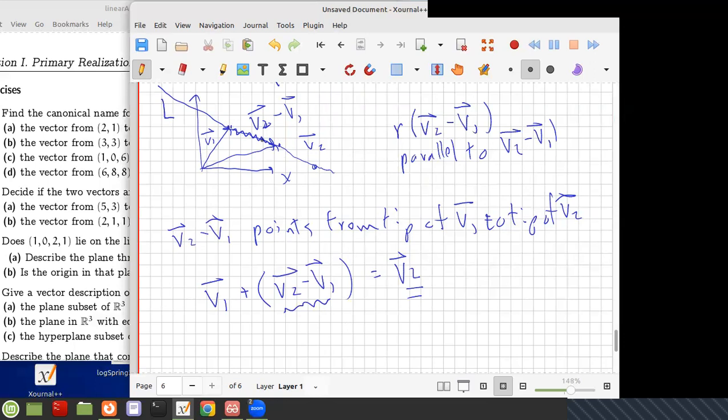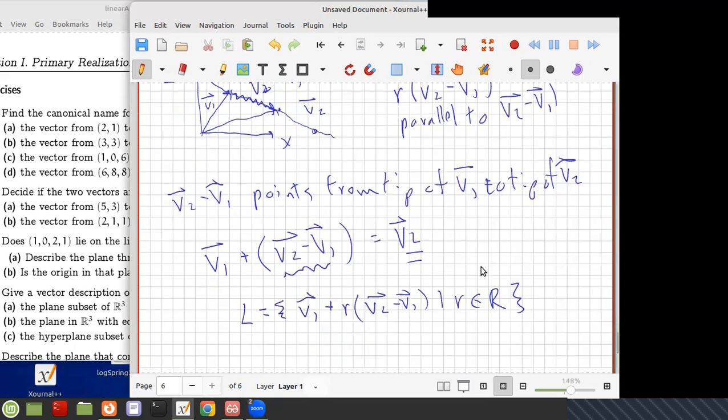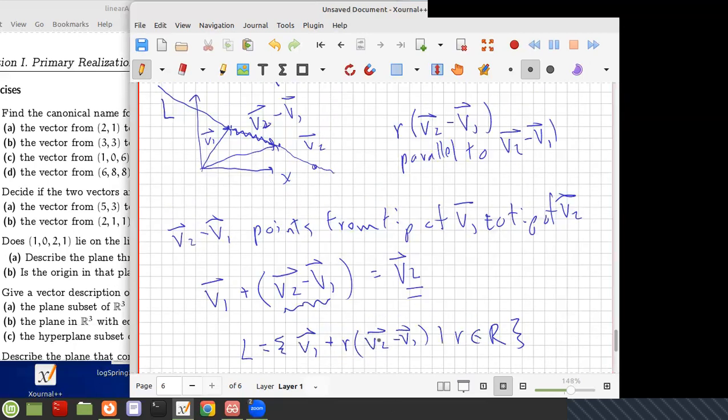So how do I get a point on the line L? Well, the line L is going to equal V1 plus R times V2 minus V1, such that R is any real number. Okay. Now, let's look at this. So this is the line. I start from V1, I go out any positive or negative multiple of that, and I'm on a point on the line.